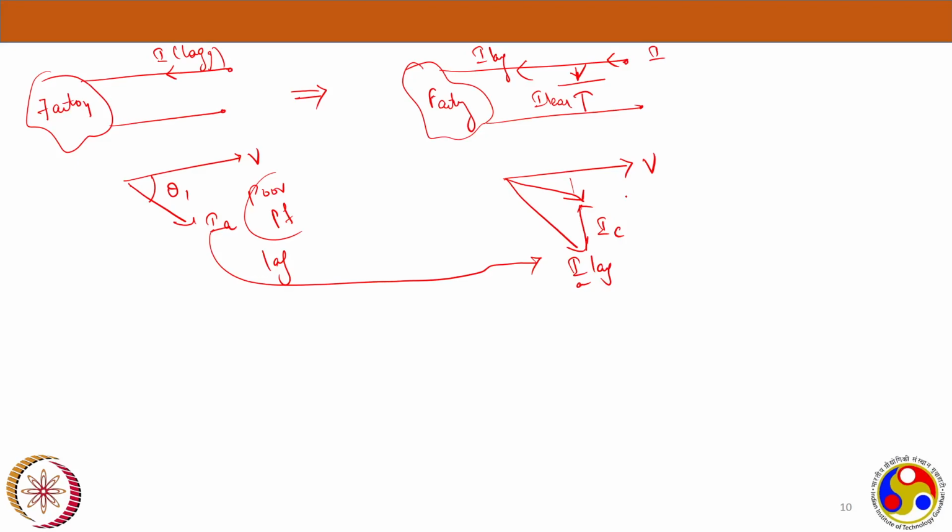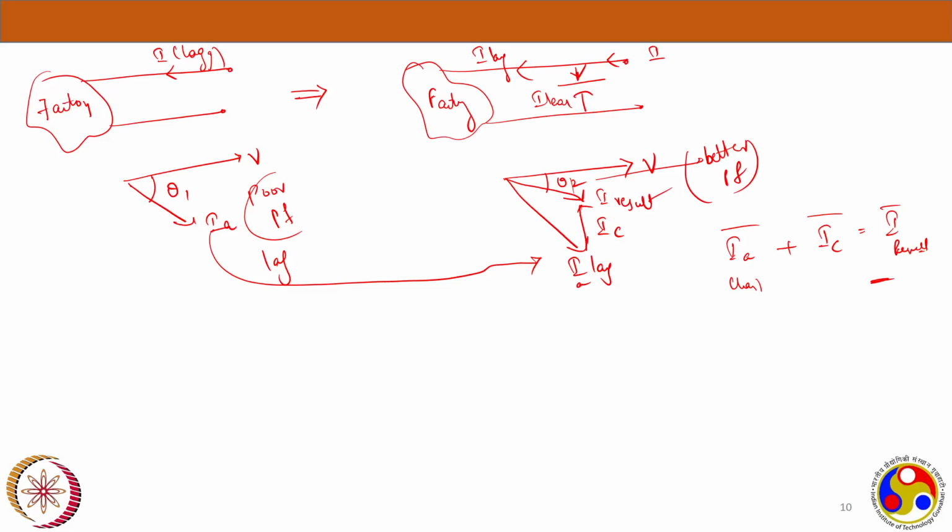So this is what every industry would do, having a capacitor bank and improving the power factor. That's fine. That's how it should be. Now your factory will take the lagging current, whatever the load is, but the total current drawn from the supply would be IA lagging plus IC in phasor form. It's not an algebraic sum; IA plus IC equals I resultant. So the overall power factor of the factory is now improved.